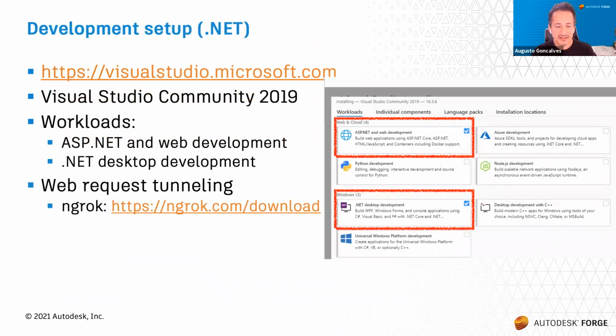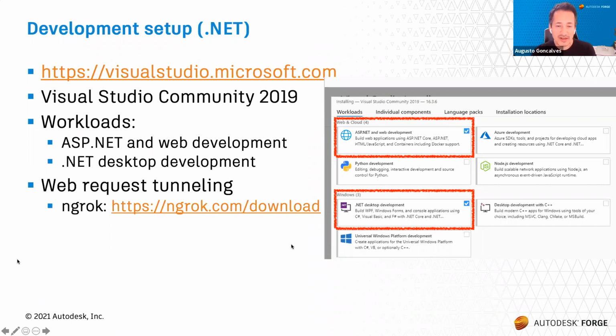What else do we need? We need Visual Studio. You can download the Community Edition and make sure to install the ASP.NET and .NET Desktop Development workloads. As I said, we're not going to create the .NET plugin today, but you definitely need that later. So select the .NET Desktop Development.